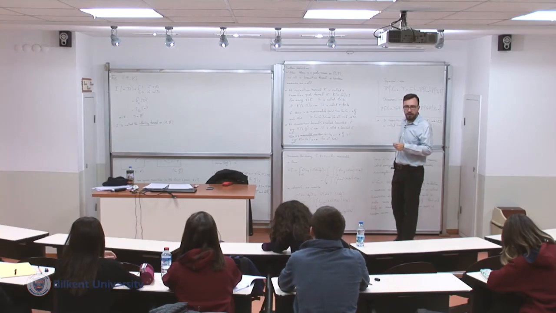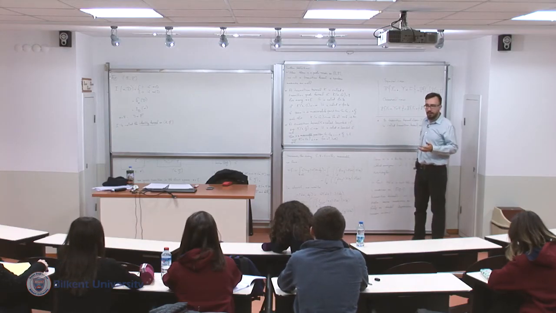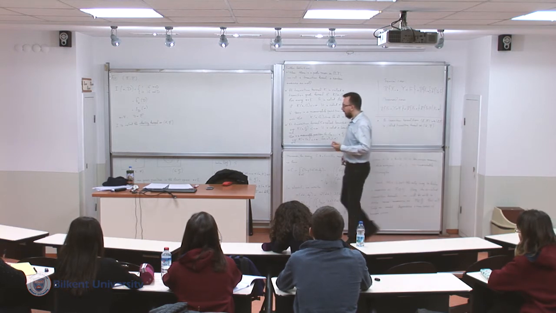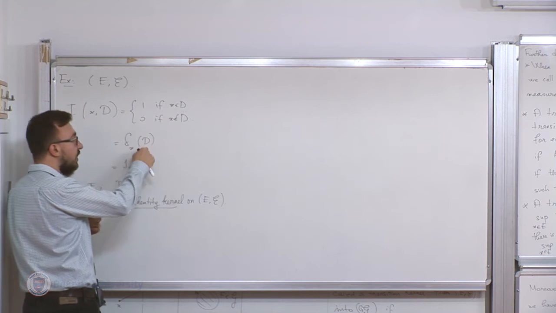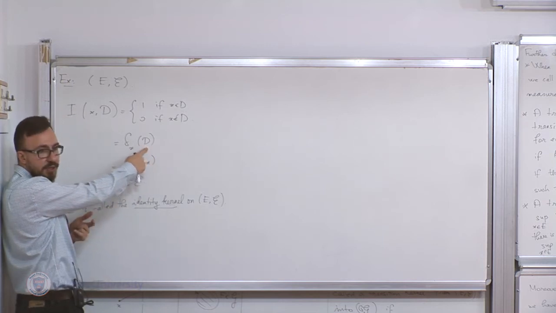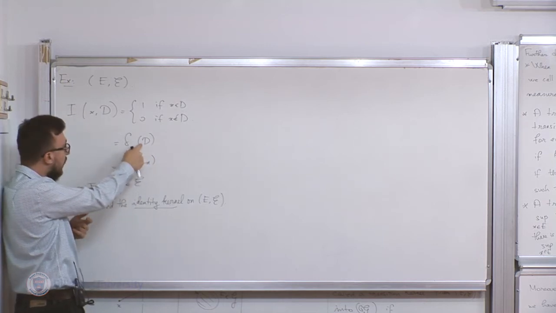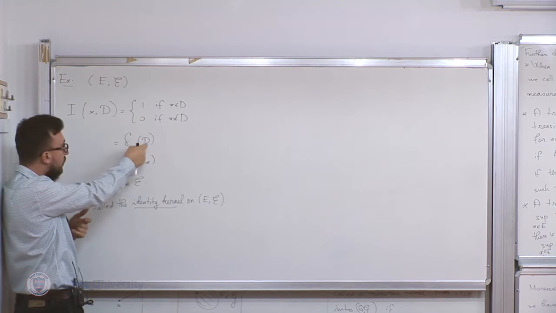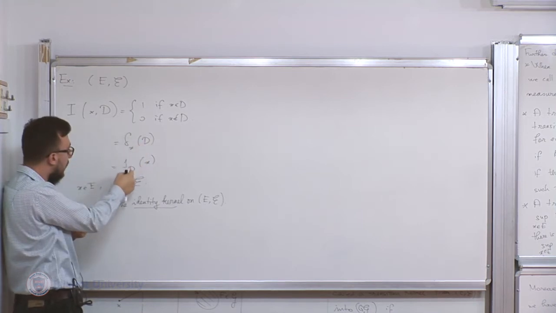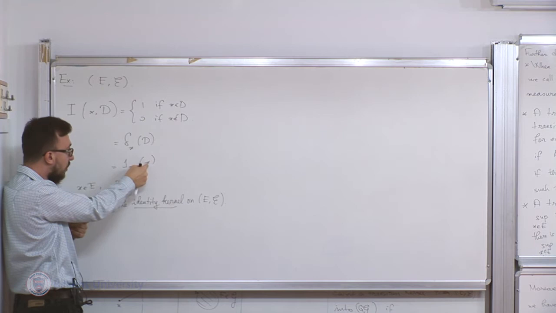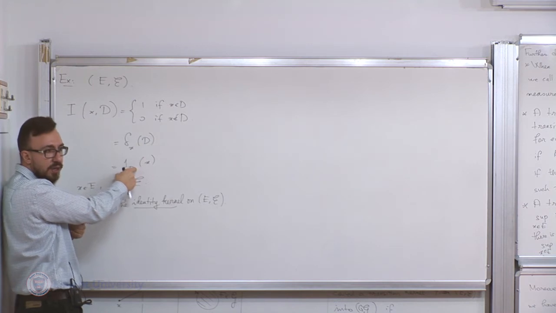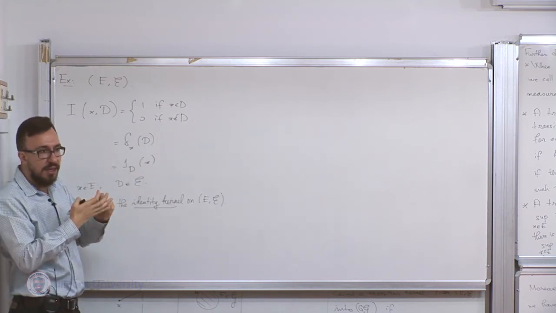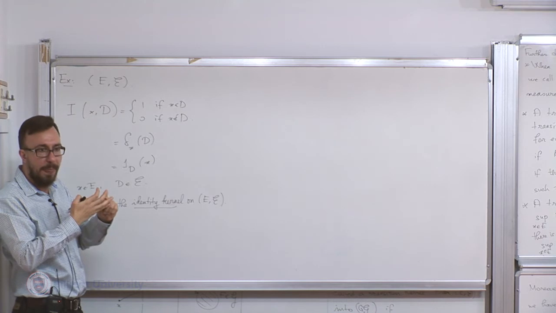Why is this a kernel? Of course, we need to check the definition, right? Why is this a kernel? For fixed x, this is a measure. Indeed, it is the Dirac measure. As a function of D, this is a measure because it is the Dirac measure. For fixed D, as a function of x, it's a measurable function because it is the indicator of a measurable set. So checking the definition of kernel is for free.